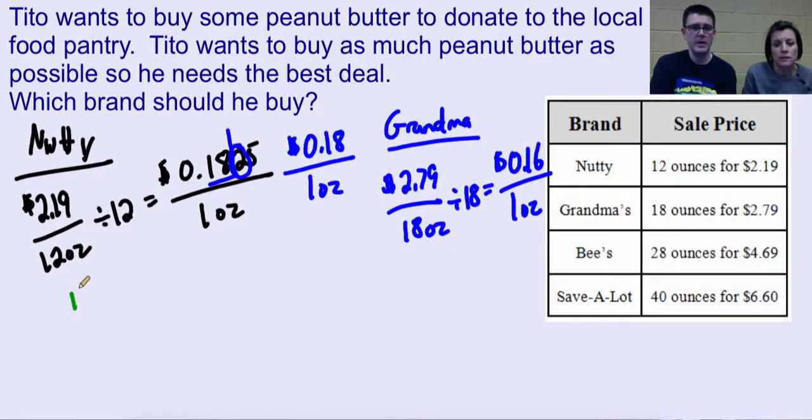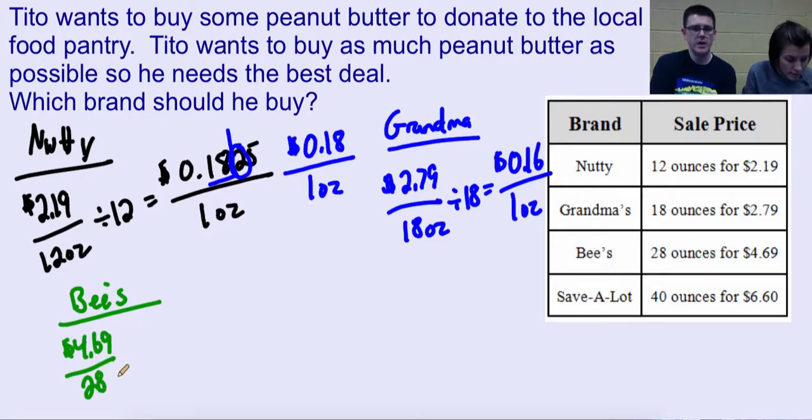Okay, then we have the Bees brand. Sounds more like honey than peanut butter, but that's all right. Maybe that's the grandma's name. So $4.69 over 28 ounces. Money always goes on top. We always divide by the denominator. So we're going to have to round up again, 17 cents an ounce.